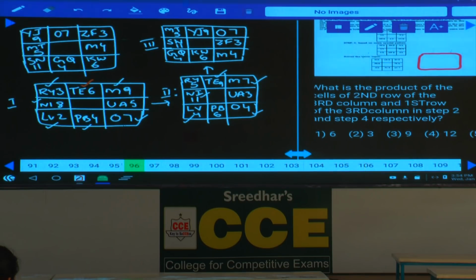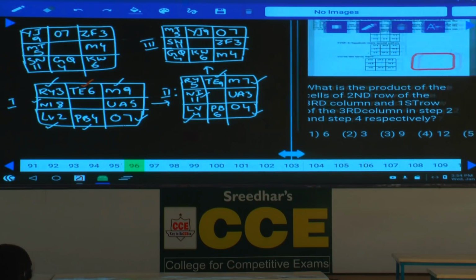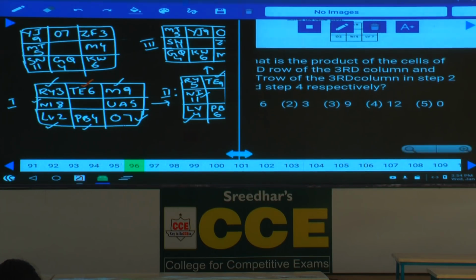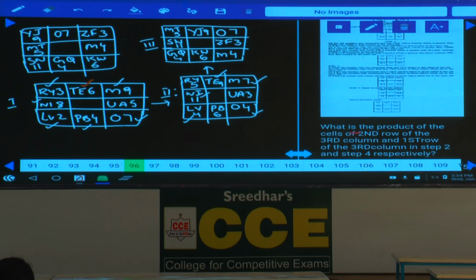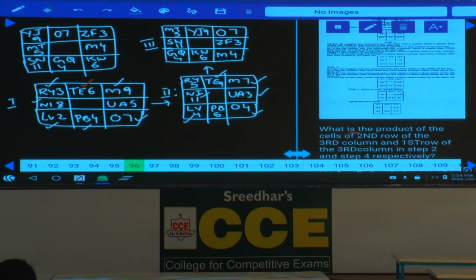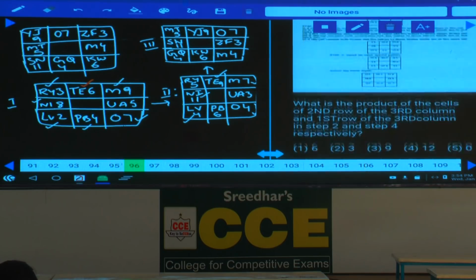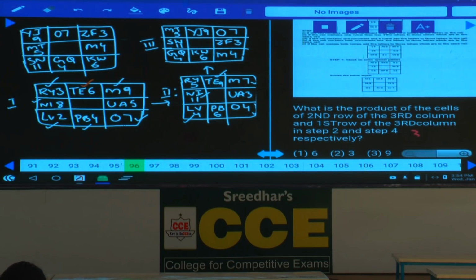Question number 96. What is the product of the cells of second row, third column, and first row, third column in step 2 and step 4 respectively? Now in step 2, he is asking about second row, third column. That is UA3. What is the number here? The number is 3.